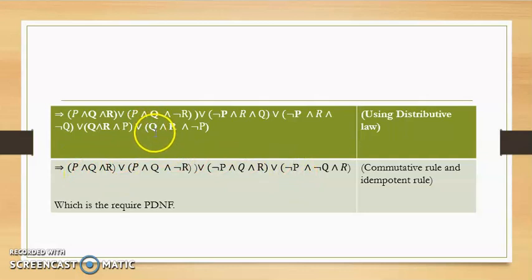The next one, Q R. The fourth term and last term are the same. So we can write it only once. We should not write the repeated terms. So totally we have the sum of min terms with 4 terms. So by using the commutative rule and idempotent rule, we brought this answer. This is the required PDNF.